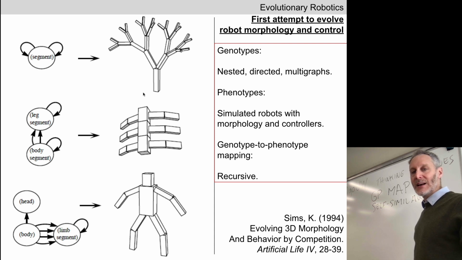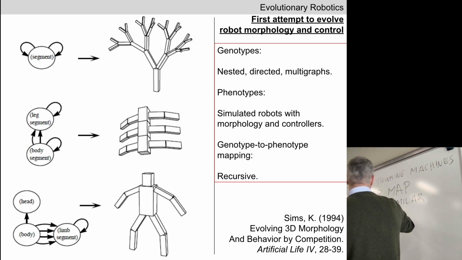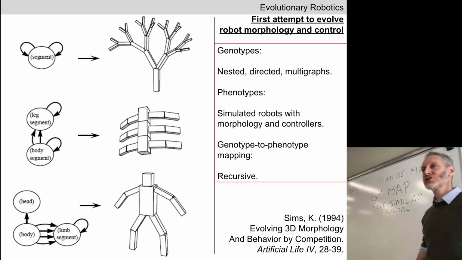So if we look at just this part of this phenotype, we get this little Y structure, and then if we zoom in a little bit more, we see that same Y structure again. Zoom in again, we see that Y structure again, and so on. This is self-similarity, or depending on the phenotype, it can be a fractal structure.